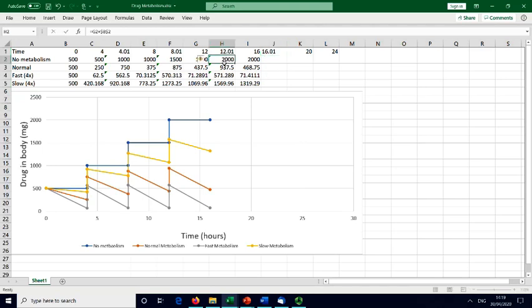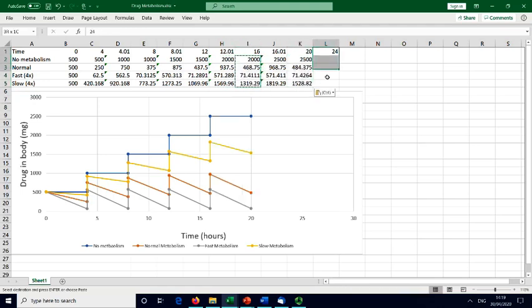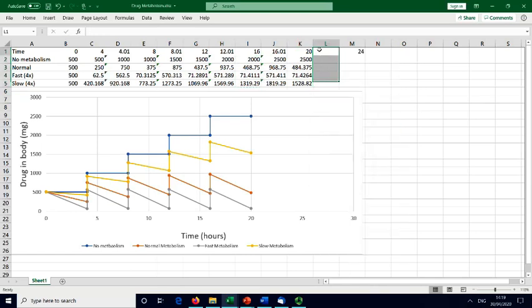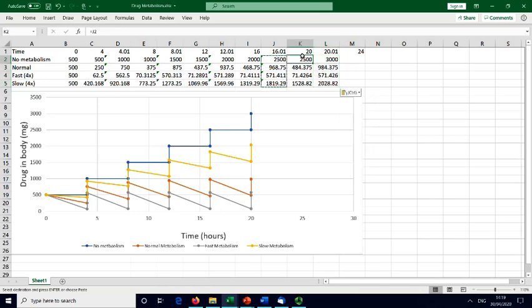At 16 hours, take another dose. At 20 hours, let's see what happens after metabolism. We take another dose. And at 24 hours, we see what's happened.